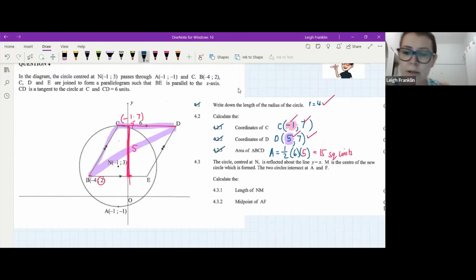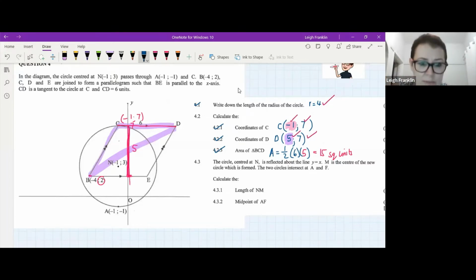Let's move on. Now they do something a little bit mean to us, but I suppose we have to expect this. The circle with center N, we remember we were talking about reflections the other day in the exam prep course. The circle centered N is reflected about the line y equals x. M is the new center of the circle which is formed. The two circles intersect at A and F. So we've got A, but they haven't given us F.